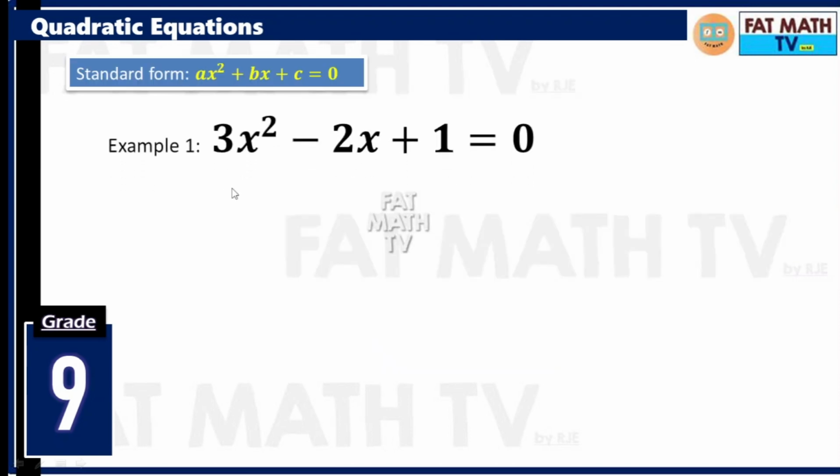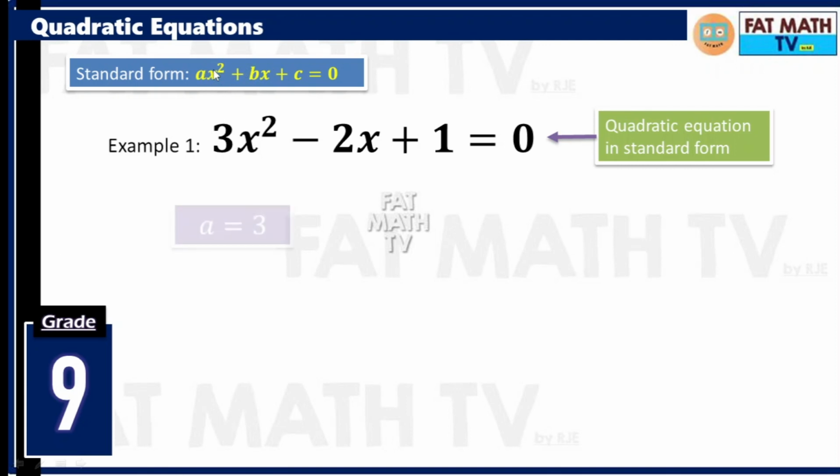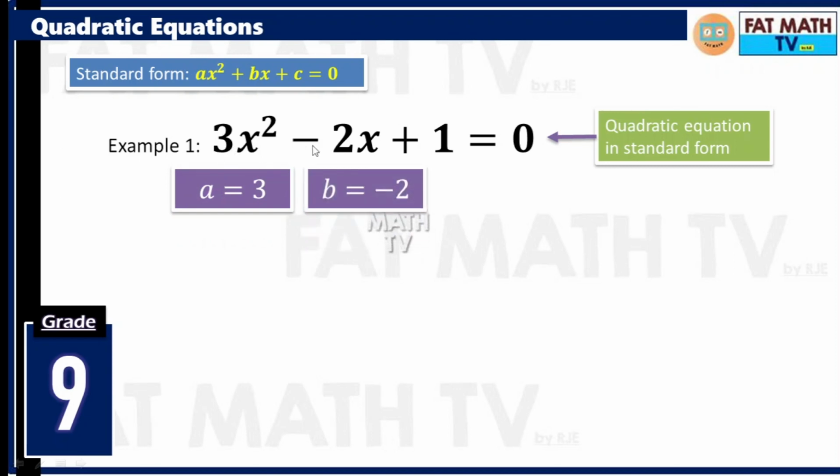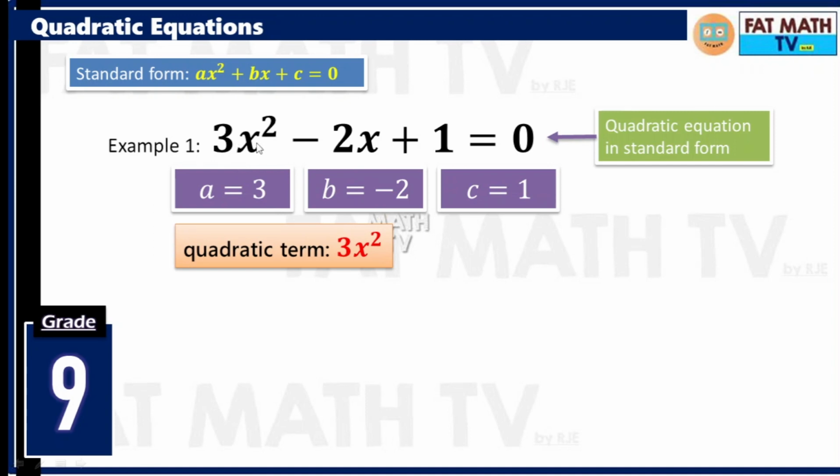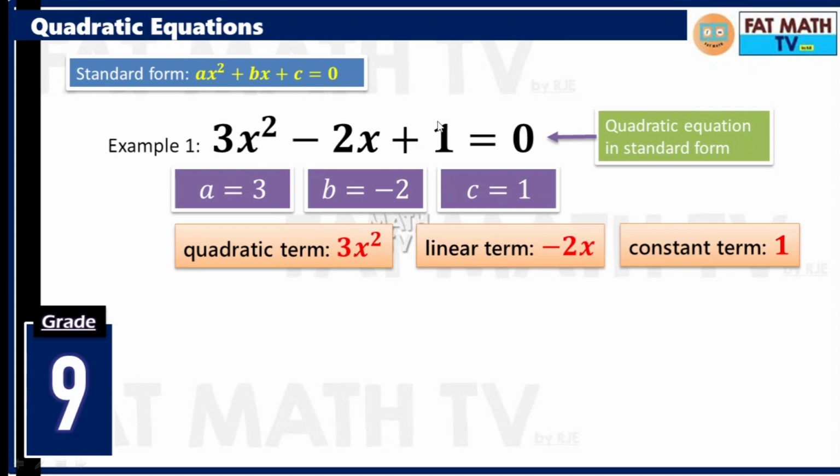Example number 1, 3x squared minus 2x plus 1 equals 0. Is this a quadratic equation? Yes, because we have here degree 2. And then this is also in standard form because it looks like this one. So here in this example, our a is 3, this one. Our b is negative 2. And our c is this one, 1. So the quadratic term here is 3x squared. The linear term is negative 2x. And 1 is the constant term.